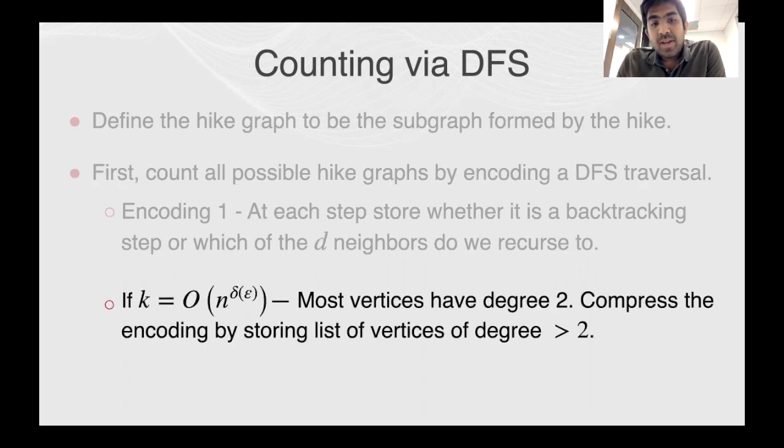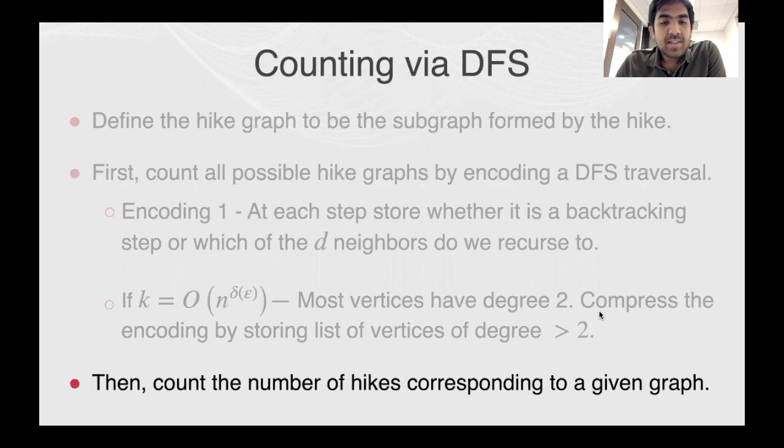Whereas when k is not too large, so it is n to the delta for this function of epsilon, you have that the hike graph is sparse, right? And there are a lot of vertices with degree exactly 2. So for these vertices, you have to recurse. You cannot backtrack on such vertices. And using this observation, you can compress the above encoding further. So using this kind of a compression lets us recover the almost Ramanujan bound.